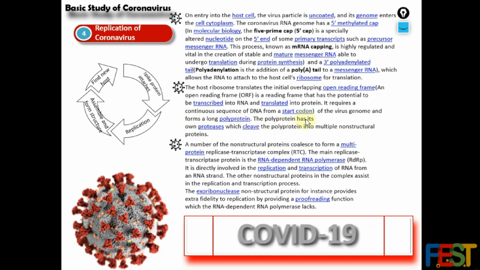The polyprotein has its own protease enzyme which cleaves the polyprotein into multiple non-structural proteins. Now, a number of non-structural proteins combine to form a multi-protein replicase transcriptase complex (RTC).